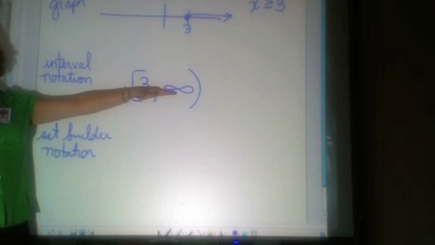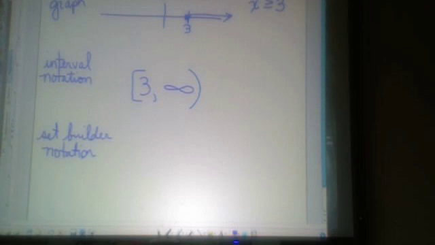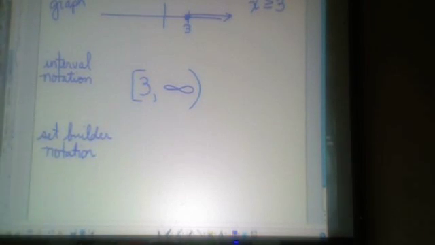Yes? Yes, it matters. It means you didn't complete it. It's like in English class writing a sentence and not putting a period on the end. Every infinity has a parenthesis because there's no exact point. So whichever way it's going, that's the way the interval goes.